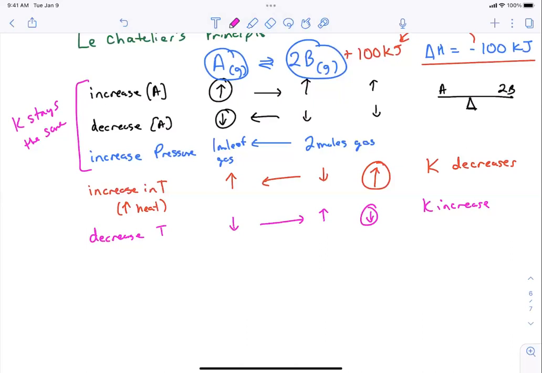Generally speaking, yes. If you increase something for Le Chatelier's, it goes away from that increase. Yes. If you decrease something, it goes toward that decrease. Yes. That is a simplification of this.